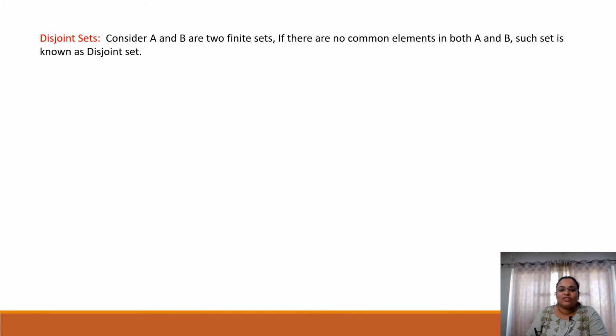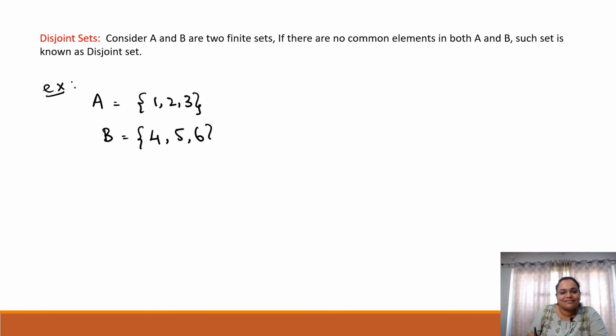Okay, the next one is disjoint sets. Consider A and B are two finite sets. If there are no common elements in both A and B, such sets are known as disjoint sets. So, for example, if set A has 1, 2, 3 and if set B has 4, 5, 6.